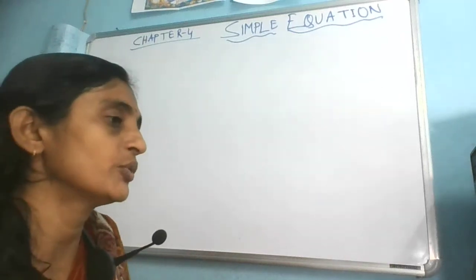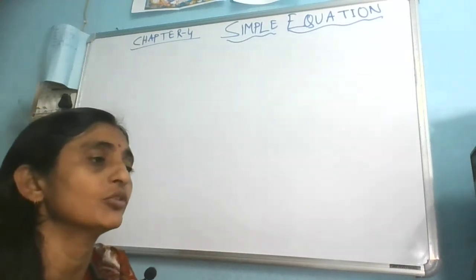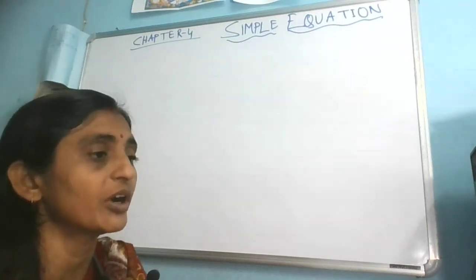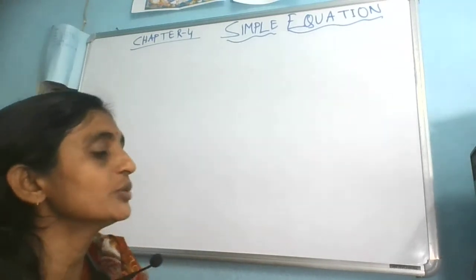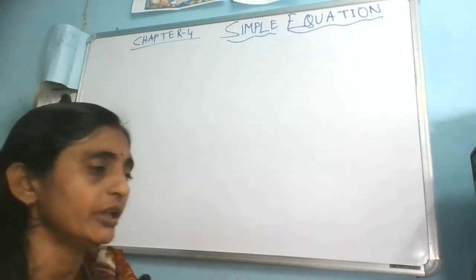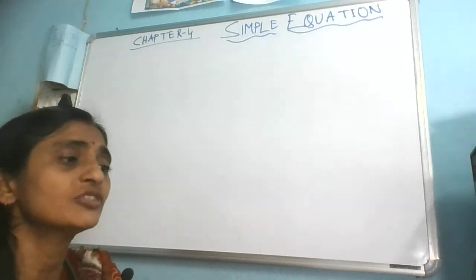Welcome children. Today we are going to start the second part of your chapter 4, that is simple equations. Already we have gone through how to form the equations or expressions and the different parts of it, and which one is an equation, which one is not an equation. That part we have already gone through. Today we are going to discuss how we can solve an equation.